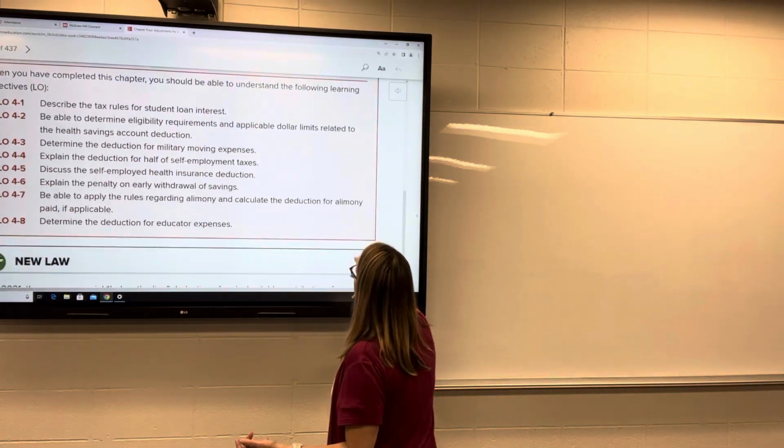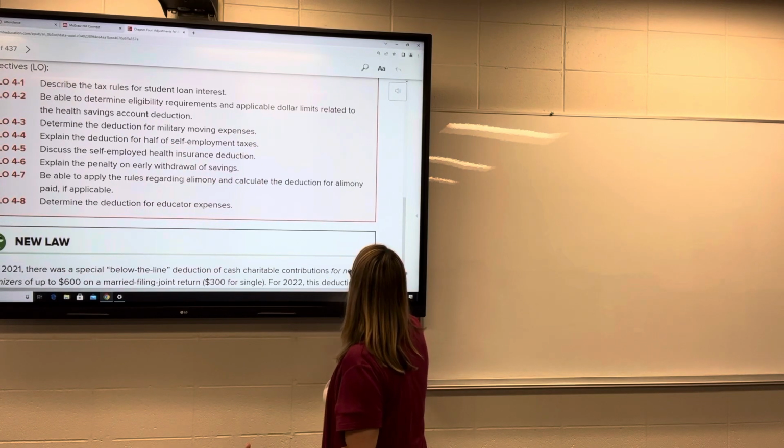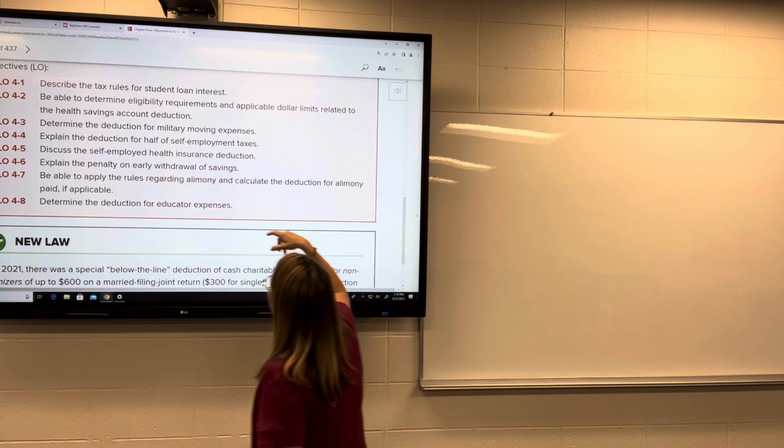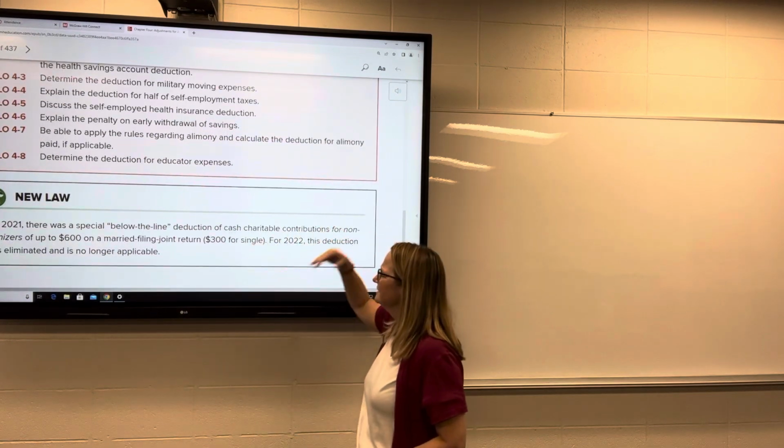So, okay, the up or down is really nice, but I can't do side to side. I mean, I can do side to side here, but I can't turn the page because I can't reach up there.